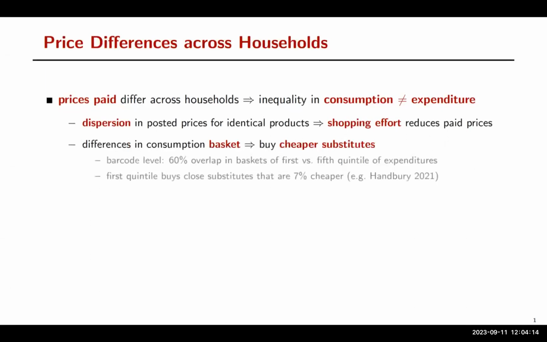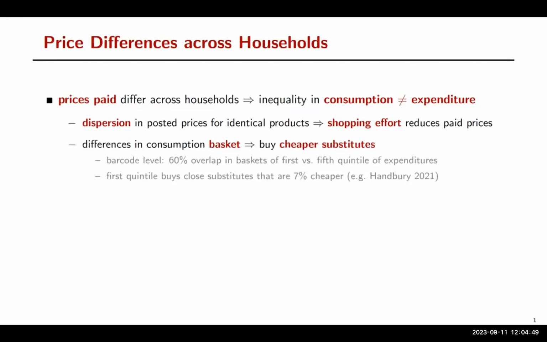The other difference is that households at different points of the expenditure distribution also buy different consumption baskets. Again, if you compare the bottom quintile to the top quintile of spending, at the barcode level, so at the level of a can of Coke versus a 2-liter bottle of Pepsi, you get an overlap in consumption baskets between the first and the fifth quintile of spending that is only roughly 60%. Okay, if they would buy exactly the same products, this should be 100%. It is only 60%. And the differences in households' consumption baskets are systematic.